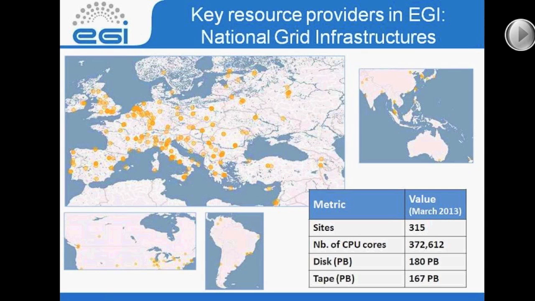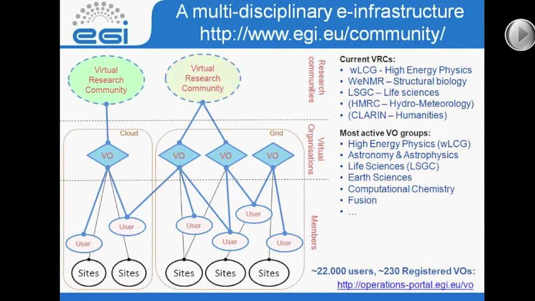And some of the latest statistics from March shows that more than 300 resource centers are providing computing and data capabilities in the infrastructure, with more than 370,000 CPU cores and a large number of disk and tape-based storage resources. However, this large amount of capacity is not available for any single community. Communities can have a subset of these resources based on some resource allocation policies, and this resource allocation policy enables us to structure this large infrastructure for what we call virtual organizations and virtual research communities.